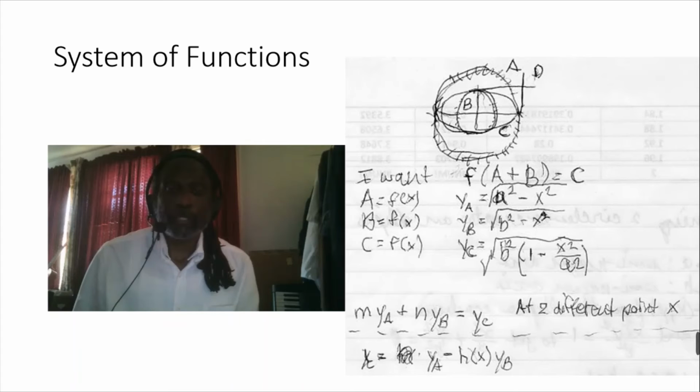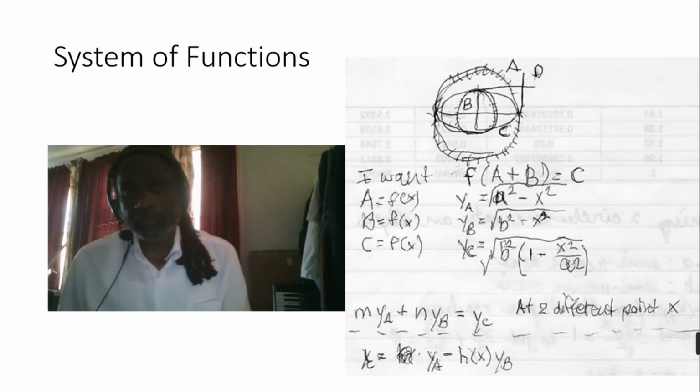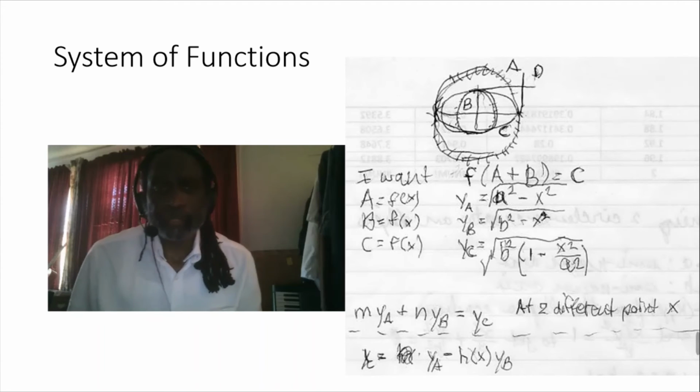So I wrote m times y sub a plus n times y sub b equals y sub c. And if I evaluated this equation at two different points, I would have a system of equations that I could solve for m and n. And I just laid that out as a sketch. I didn't actually do that analysis.